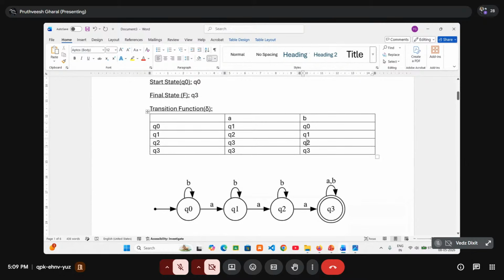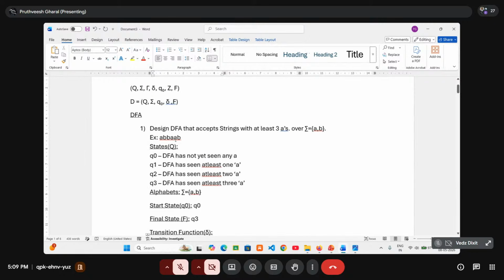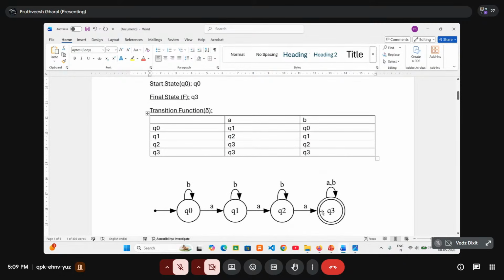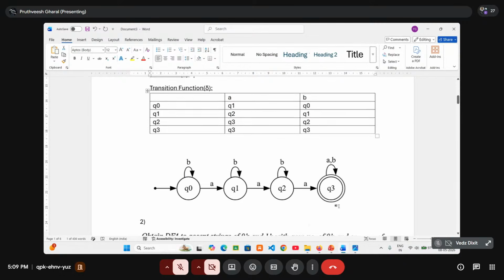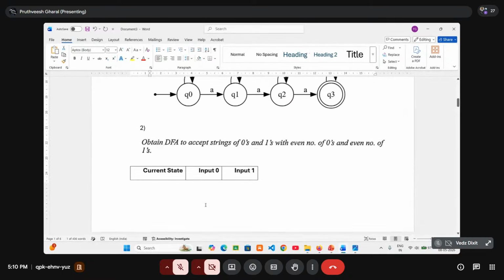We know that here the machine will be in the Q2 state, and if the machine is in the Q3 state, we know that it has encountered three A's. Now, if it reads an input and it finds a B at the end, it will stay in the same state. This is the basic logic of this machine. Nothing complicated here.